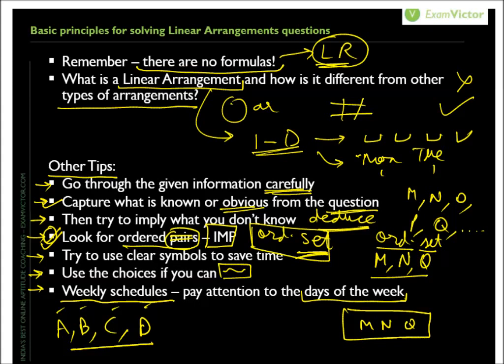The question will tell you that you have to fill out the order from Monday through Friday. So you can't arbitrarily choose that I want to fill the order from, say, Sunday to Thursday. You can't do that. The question will specify, and this is just to reduce ambiguity so that your solution matches somebody else's solution. So in weekly schedule questions, pay attention to the days of the week. This will be given in the question.